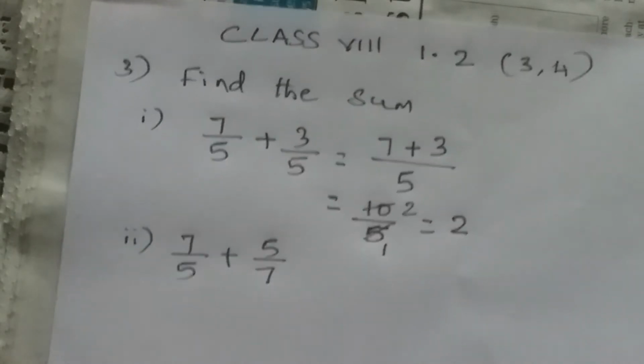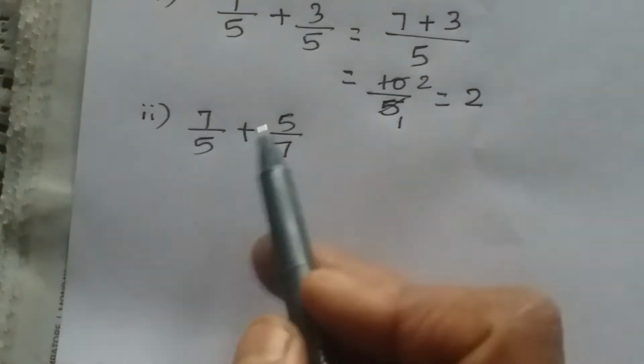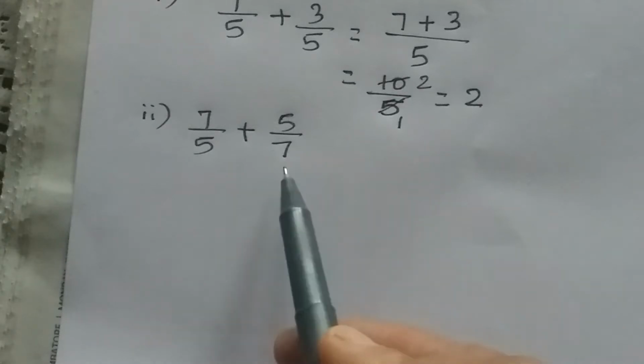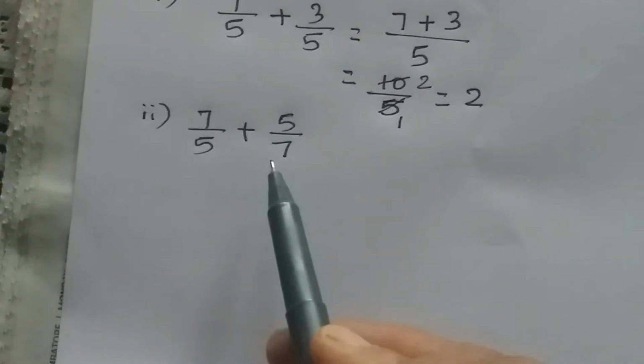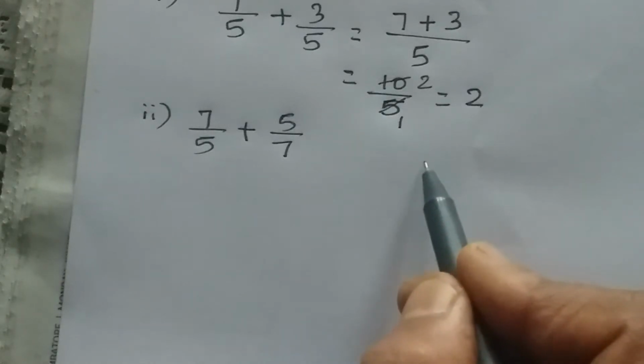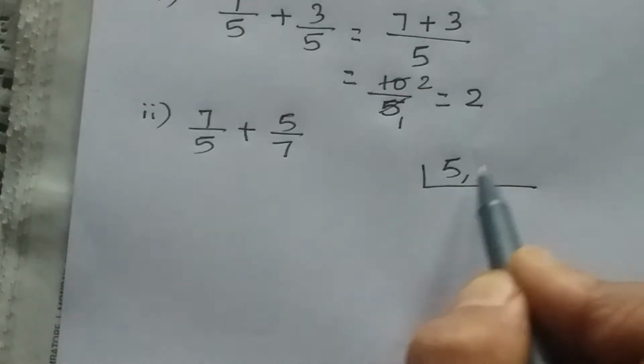Now let us come to the second sum. What is it? 7 by 5 plus 5 by 7. Look at the denominators. Are they same? No, they are different. So if they are different, we have to make them same. Then only they can be added. How to make them same? By finding LCM. LCM for what numbers? Numerators or denominators? Yes, it is for the denominators, 5 and 7.